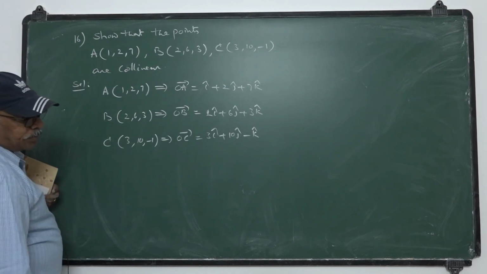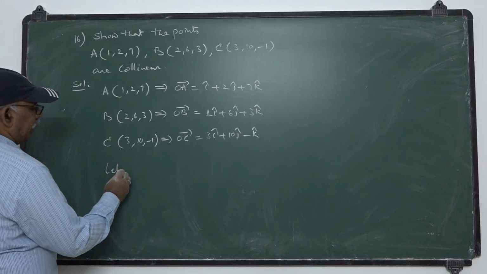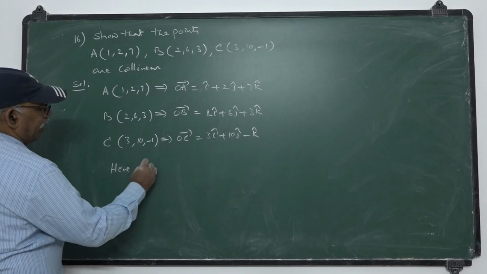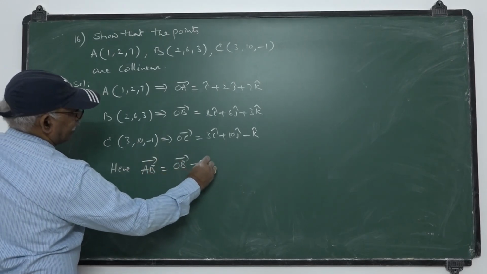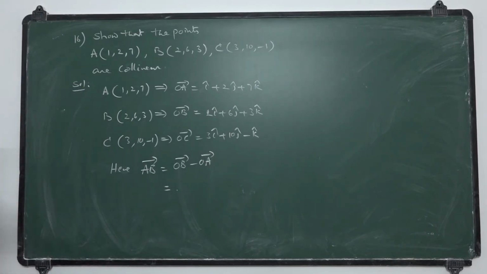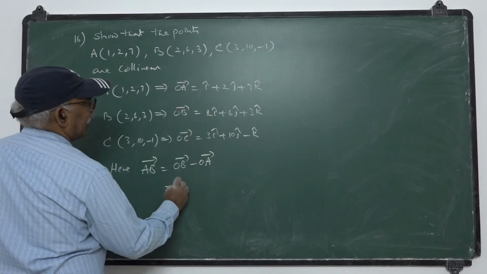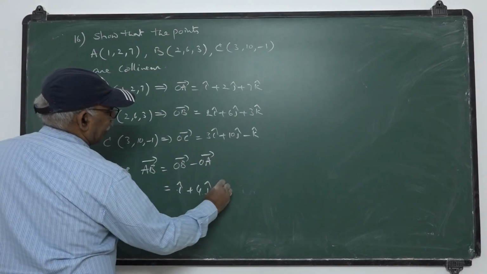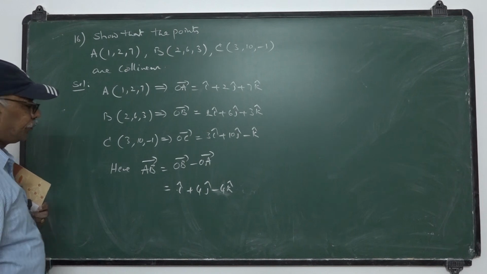Let us consider AB bar and AC bar here. AB bar, that is OB bar minus OA bar. AB bar is OB bar minus OA bar. OB minus OA, that is i plus 4j minus 4k. Okay, 3 minus 7 gives us minus 4.